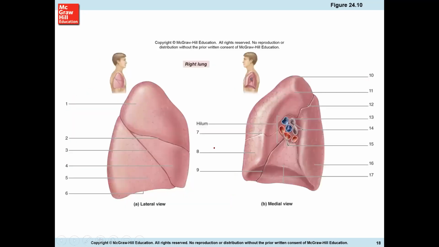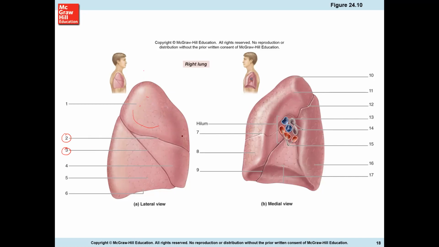Let's see if there are better pictures here for you. Oh, here you go. So this is the right lung, posterior and anterior over here. And you can see the 3 different lobes. 2 would be the horizontal fissure. 3 would be the oblique fissure. The left side only has that oblique fissure because it only has 2 lobes. So you can't see the alveoli in here. They're just so microscopic.